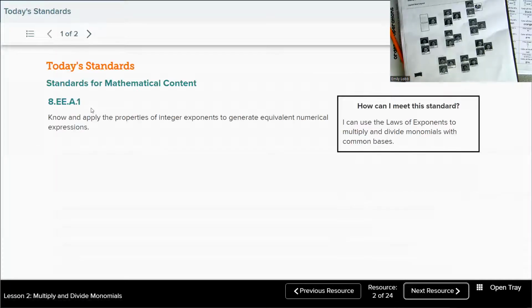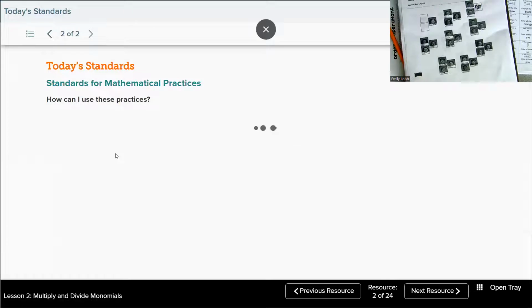All right, so just today's standard, remember we're in 8th grade. We have to know and apply the properties of integer exponents to generate equivalent numerical expressions. And so I need to change our I can, right? I can use the laws of exponents to multiply and divide monomials with common bases. That's what our new I can statement is going to be for 1, 2. And here are some things why.